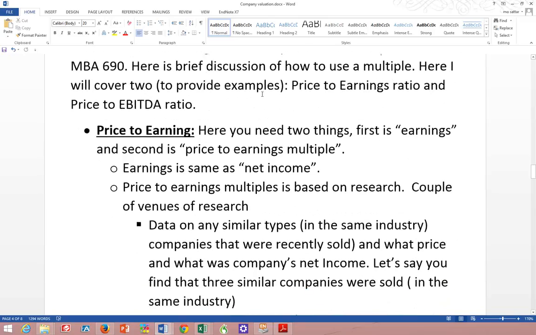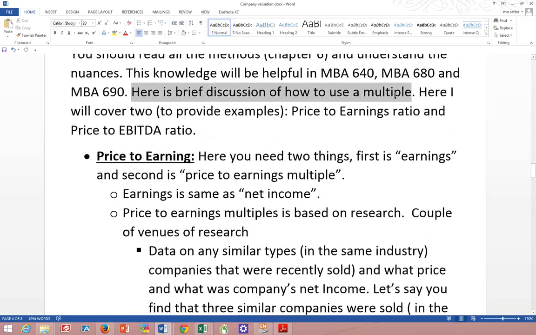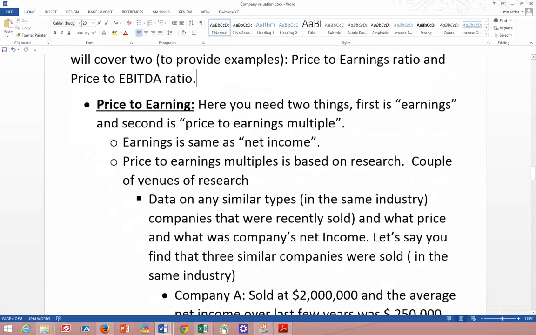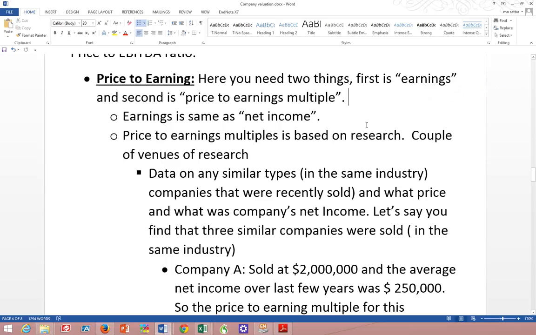So here is a brief discussion of how to use multiples. I will cover 2 of them just to give you a feel for it. I will do the price to earnings, and I will do the EBITDA ratio. So price to earnings. Now, in order to do price to earnings, we need 2 things, obviously. One is the earnings, and the second one is the price to earnings multiple. So we'll talk about both of them. Earnings is the net income, which means whatever your target company is, or whatever company you're investigating, let's say Max Inc., you will be using that income, and that will be the earnings part of the calculation.